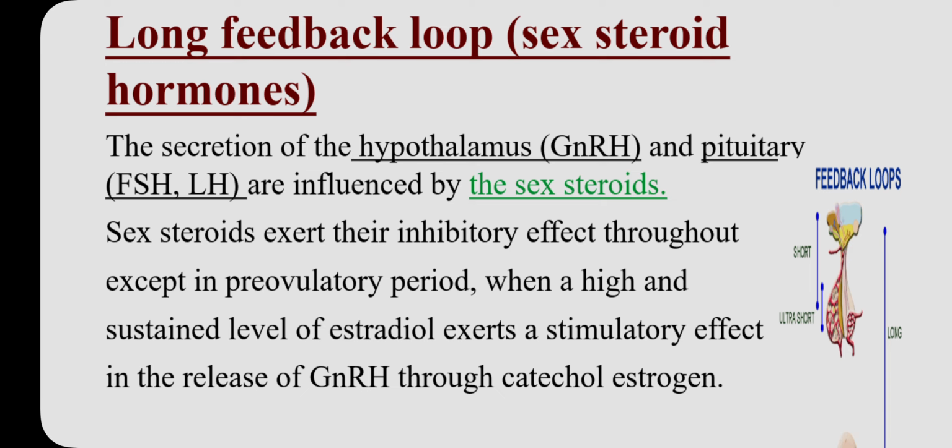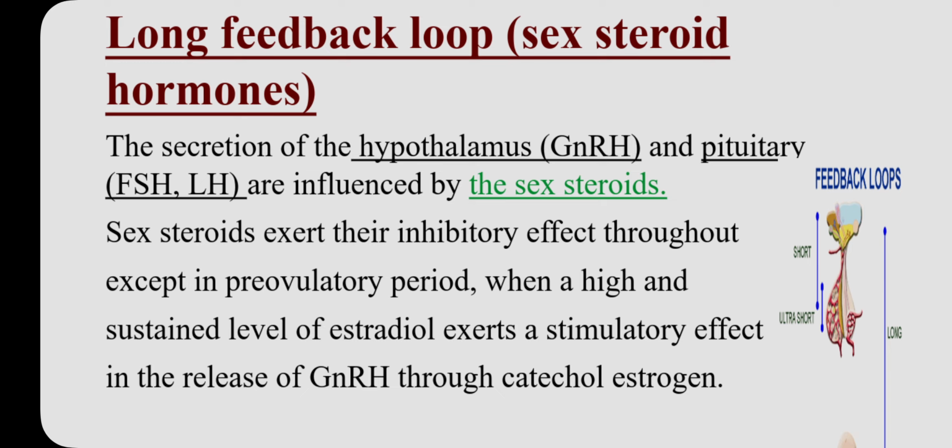Except in the pre-ovulatory period, before the ovulation, whenever the estrogen level is high, it causes a stimulatory effect, so that there will be release of LH. The LH surge is needed for the ovulation. So only in that case, the pre-ovulatory estradiol level will be more. It causes a positive effect to release the LH. So the LH surge is needed for the ovulation purpose.